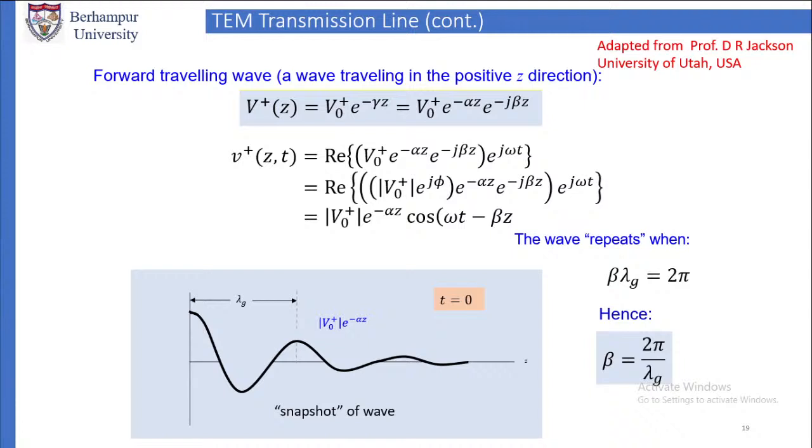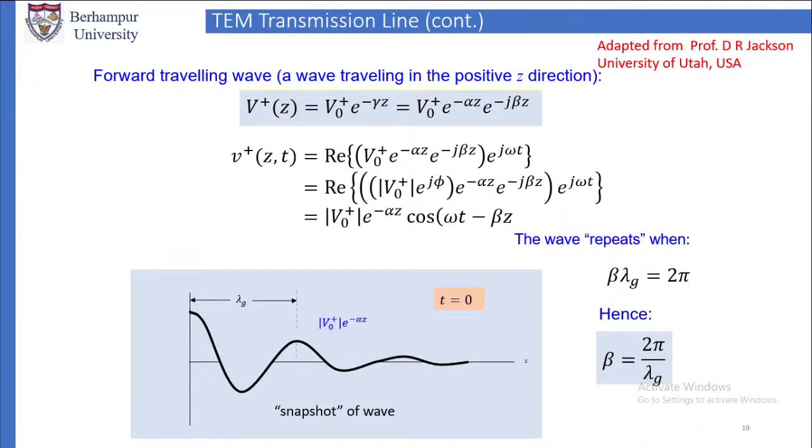Now let us consider again the forward traveling wave, a wave traveling in the positive z direction. For positive you can write V plus. V plus of z is equal to V0 plus exponential minus gamma z, where V0 is the voltage when z is equal to 0. You can write that in terms of alpha and beta, and take into consideration the time variation, which is of the form exponential j omega t.